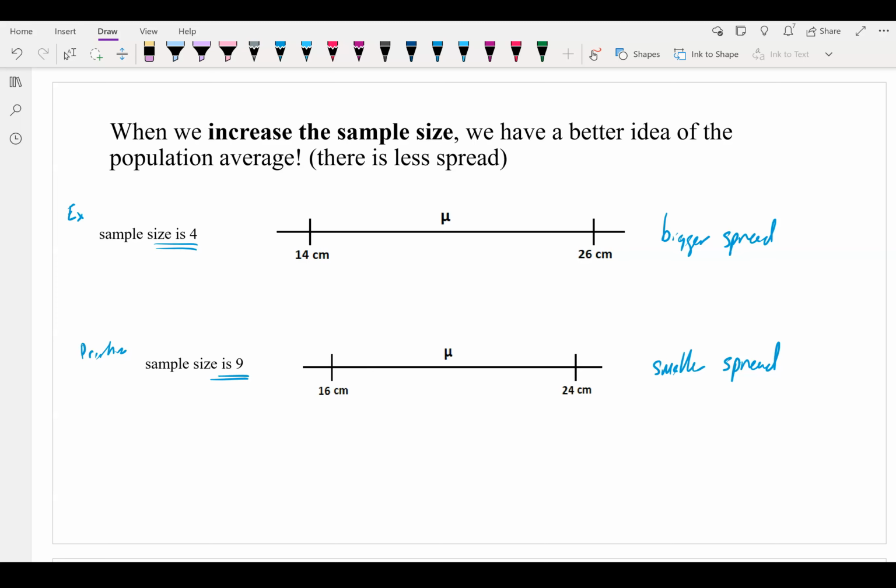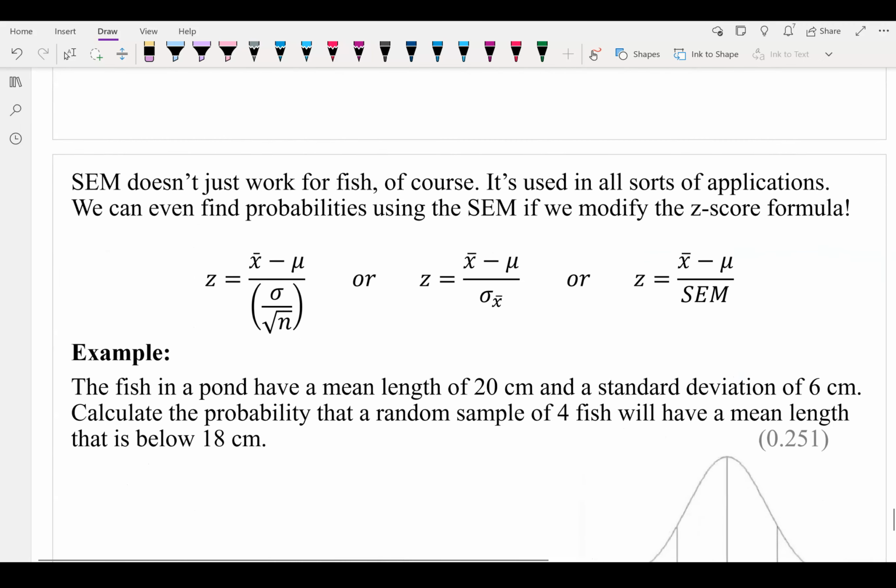Long story short, bigger sample size, better idea of the average. Bigger sample size, closer to the actual population data. Those are the big ideas.